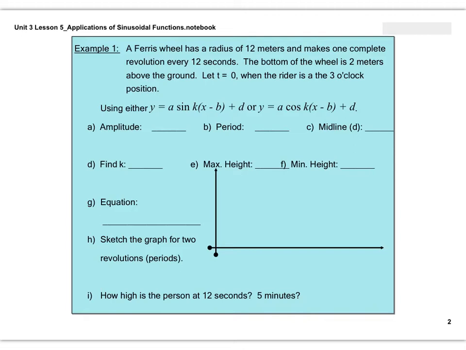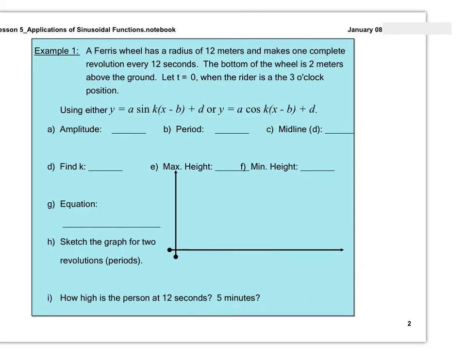The bottom of the wheel is 2 meters above the ground. Let t equal 0 when the rider is at the 3 o'clock position. I'd like to start by drawing a picture. So picture a Ferris wheel. The Ferris wheel cannot touch the ground, otherwise it's not going to be able to turn. So we have some kind of a Ferris wheel, like so, and it is 2 meters off the ground, and the radius is 12 meters.